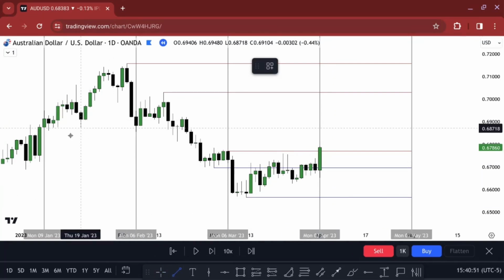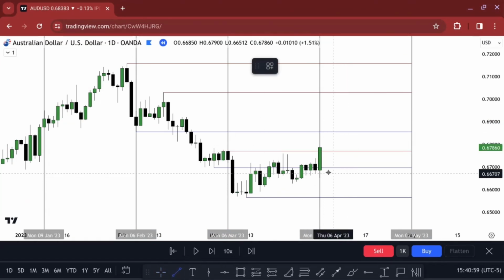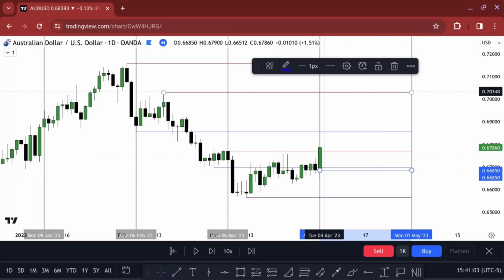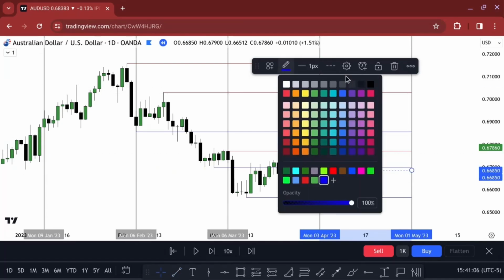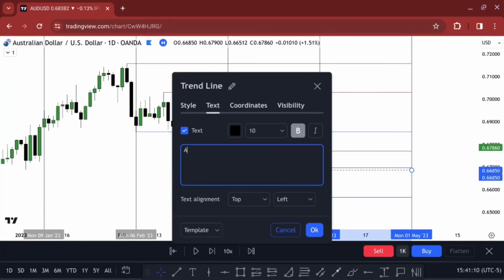And we're going to find the 60-day low. You can see it's this one here. And as always, I like to mark off the opening price for the month. So this is April's open.